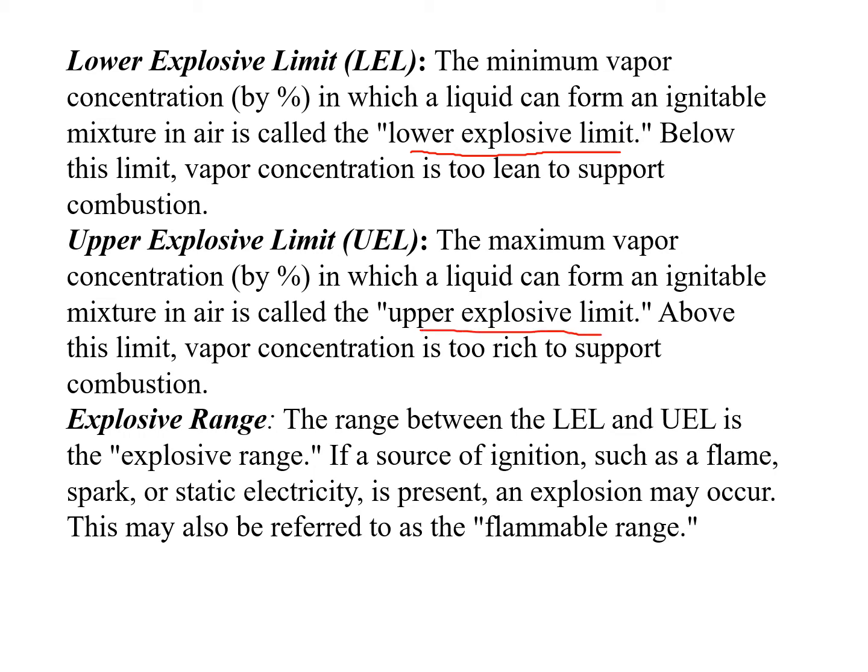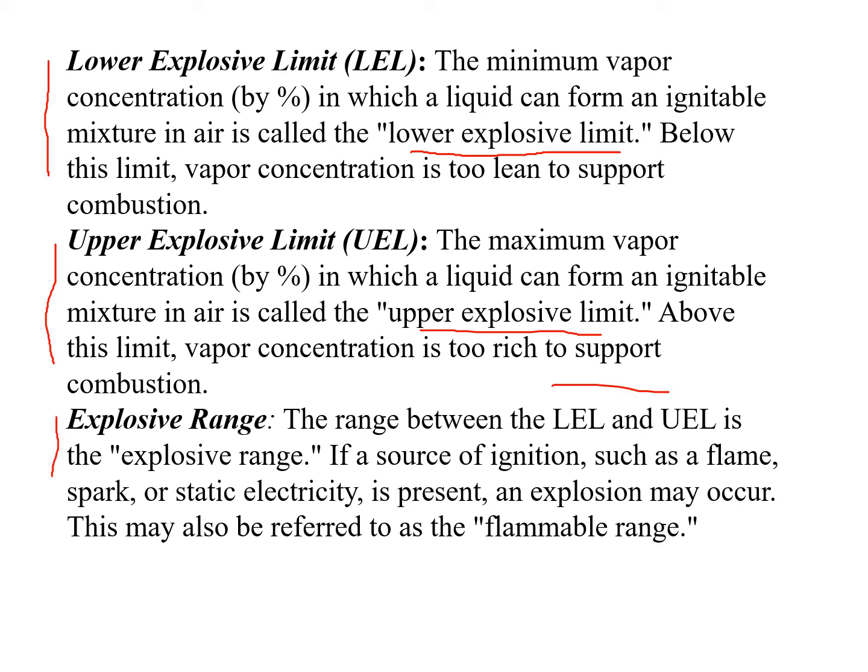In the lower explosive limit, the vapor concentration by percentage of any liquid is at the minimum at which it can ignite. Below that it's below the threshold. And in the upper limit, the vapor concentration by percentage is higher, although it can still make an ignitable source, right? But this concentration is too rich to support combustion.